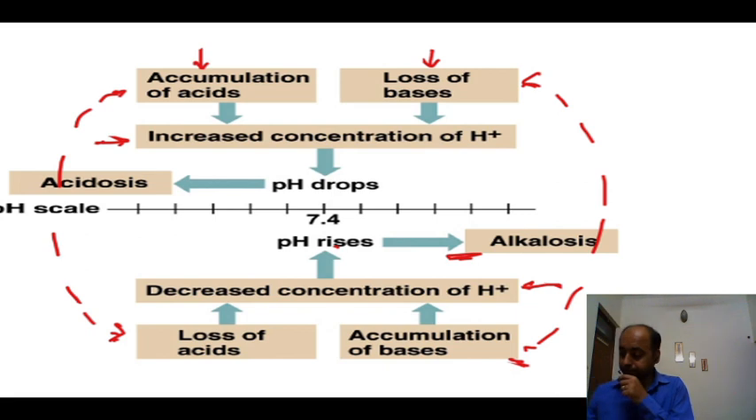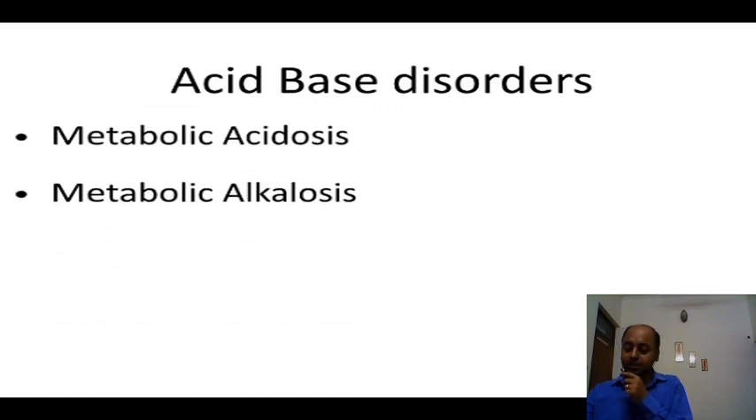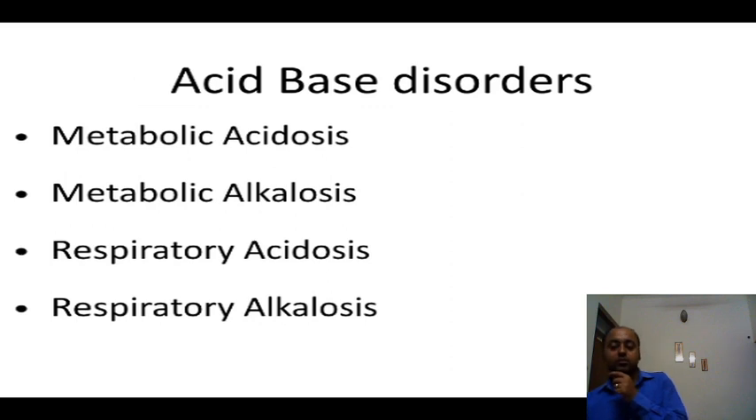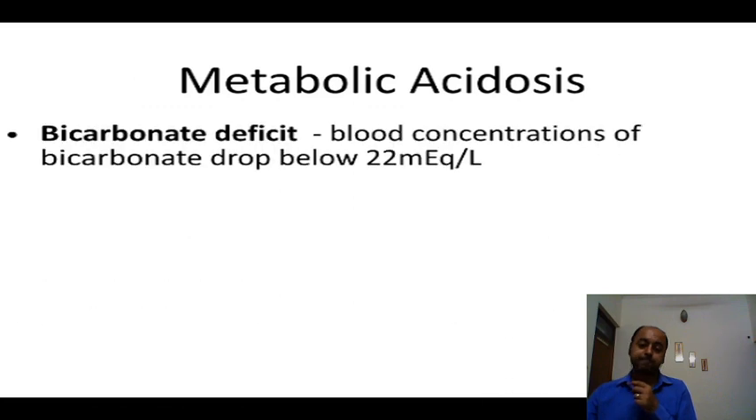So like I said, the primary acid base disorders are metabolic acidosis, metabolic alkalosis, respiratory acidosis, and respiratory alkalosis. Let's look at them one by one. Metabolic acidosis. In case of metabolic acidosis, the bicarbonate concentration is less than normal.